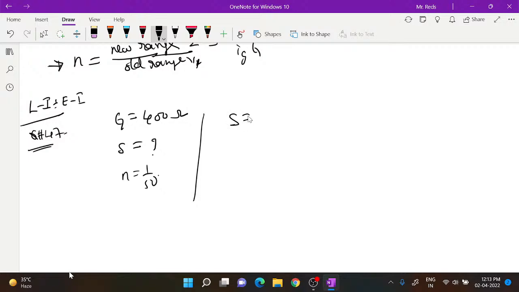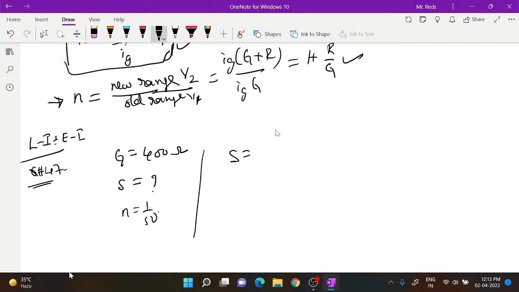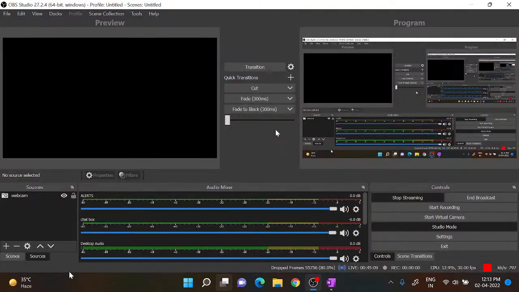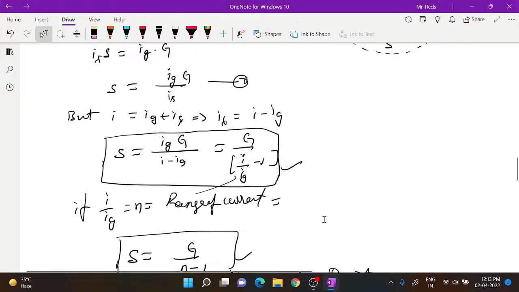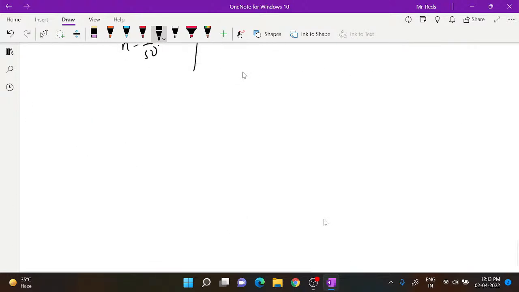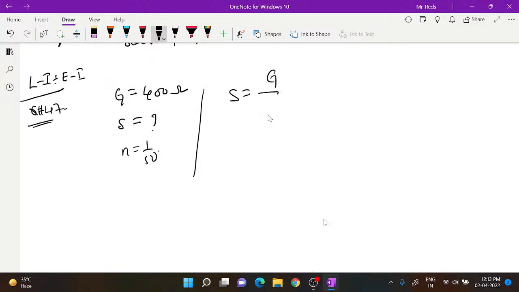As S is the shunt resistance, just remember that in the conversion of galvanometer into ammeter, S is equal to G by I by Ig minus 1, or G by N minus 1, right? Here I and Ig, if you observe, I will always be divided into Ig and the rest, so I will always be greater than Ig. It will be larger and this will be smaller.